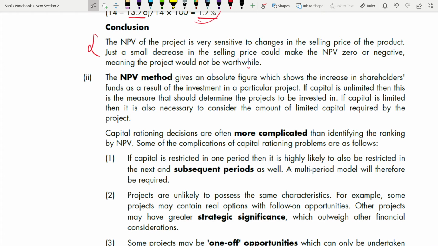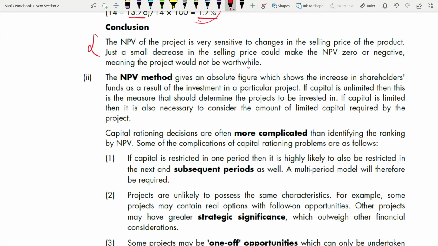So let's say the net present value gives an absolute figure which shows the increase in shareholders' funds as a result of investment in a particular project. Yes, an absolute figure we know, 10,000, 20,000. So if the capital is unlimited, then this is the measure that should determine the project to be invested in. If capital is unlimited, no problem. Positive net present value, accept it because it will increase the shareholders' wealth.